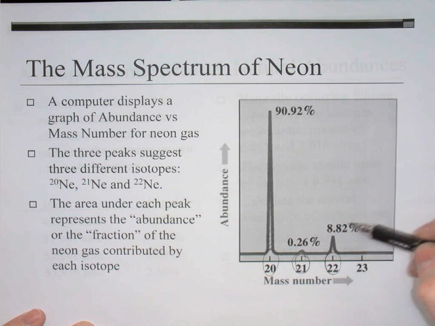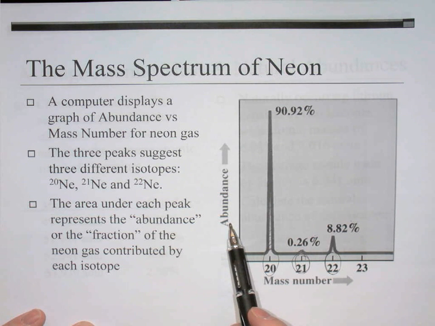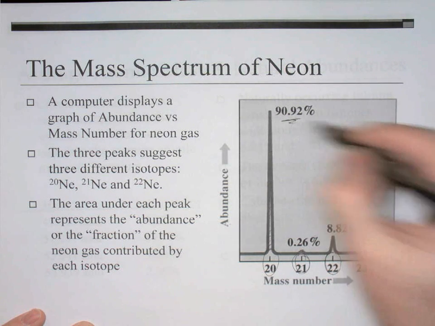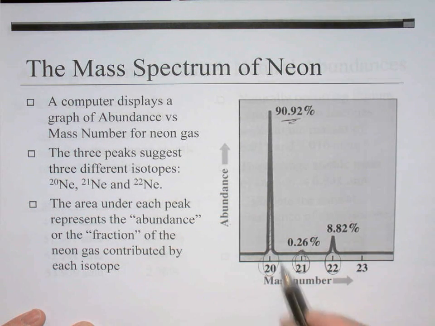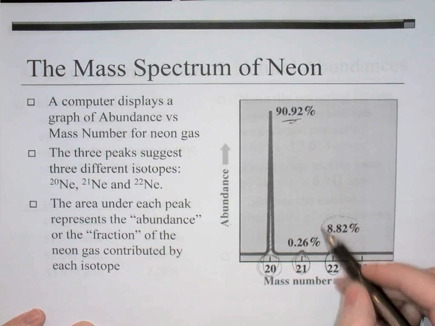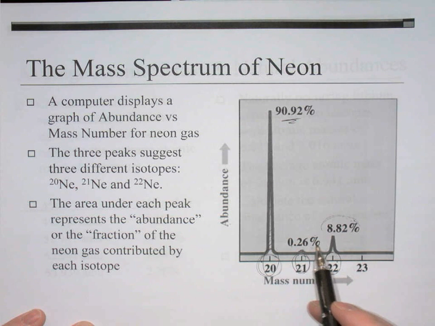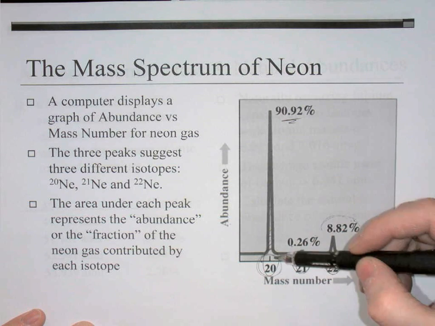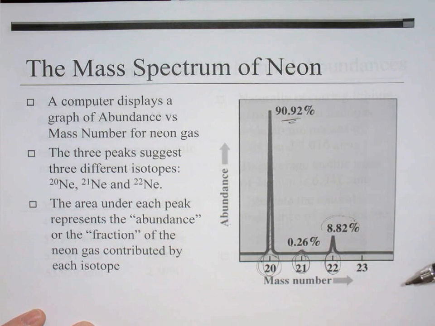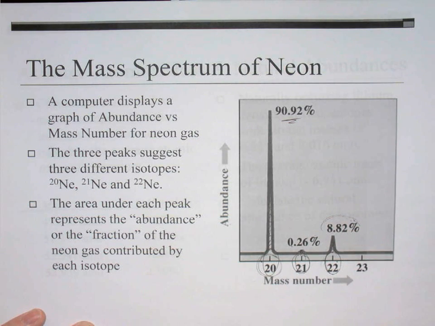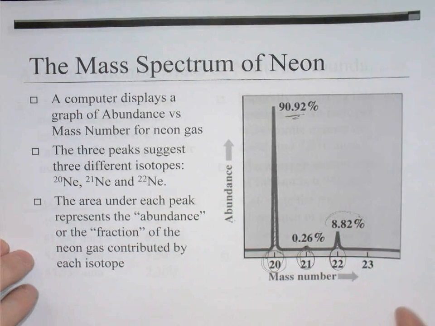These percentages that you see are called the abundances, or the natural abundances, and what they simply mean is of all the isotopes of neon that were in that sample, 90.92% of them were neon 20. 8.82% of them were neon 22, and a very small amount, 0.26%, were neon 21. So most neon atoms in nature are neon 20 as the isotope. Those abundances, again, are simply the areas under the curves on this graph, the relative areas.